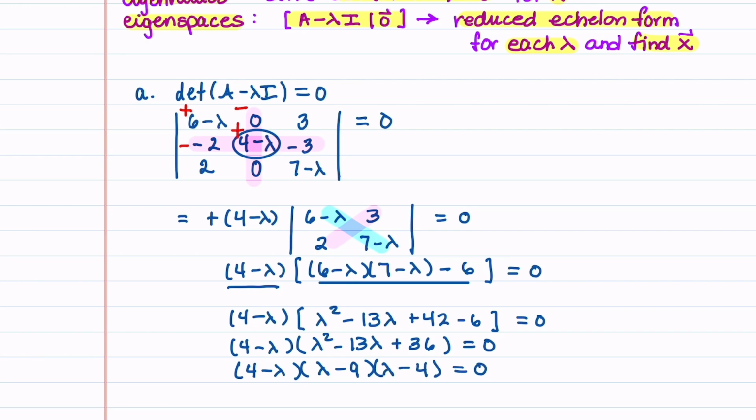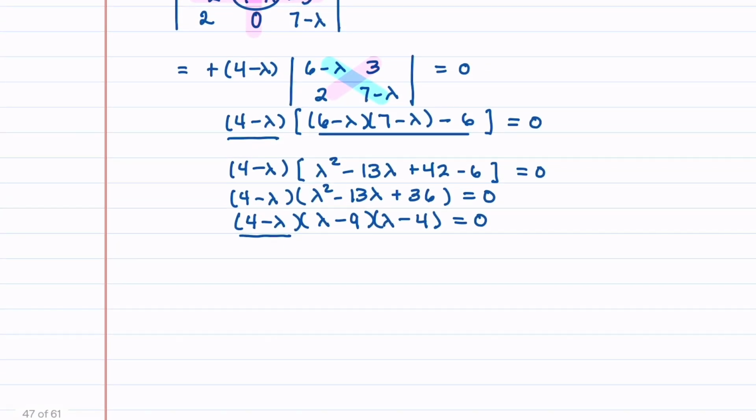And see what happened by holding on to this term, we ended up factoring the entire cubic equation. This gives us eigenvalues of lambda is 9, and 4, and 4. Sometimes you can also write this as lambda is equal to 9, 4, and then in parentheses, you can write down multiplicity 2.